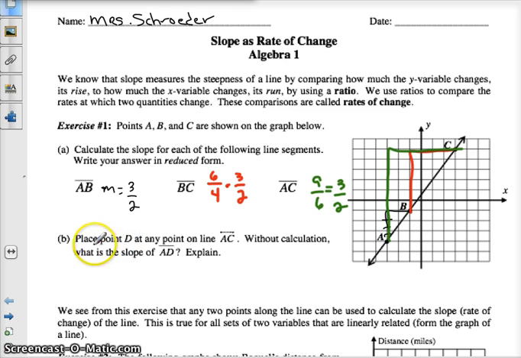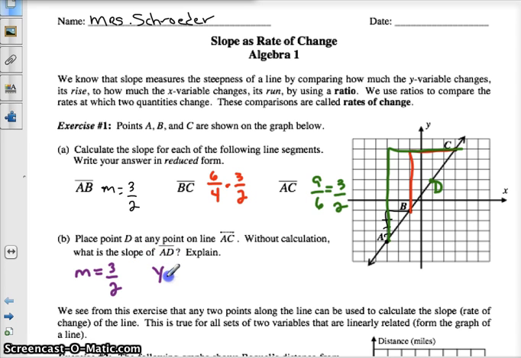It's asking you now on part B to place point D on any point. All right, here's D. Right there. Okay, and now without calculation, what is the slope of AD? Well, I'd venture to guess it's 3 over 2. And they're asking for an explanation. Well, what happens is any 2 points on the same line will have the same slope as any other 2 points. Okay, so you can take any point with any other point on the same line and you will always get the same slope.